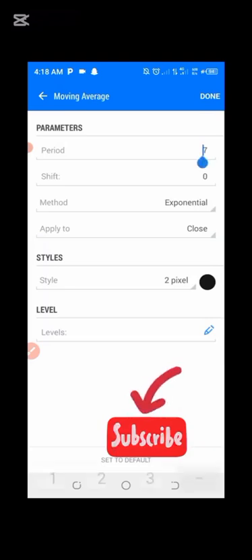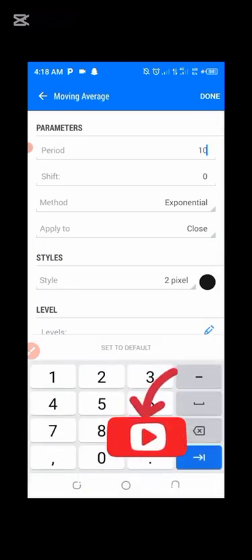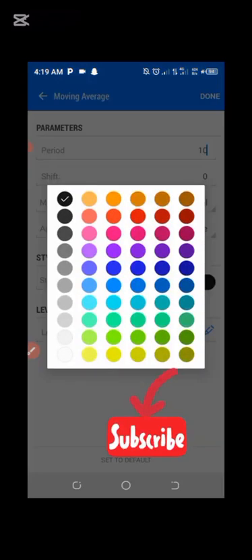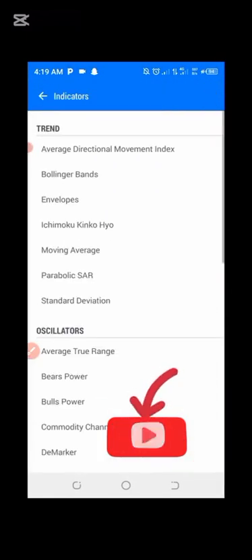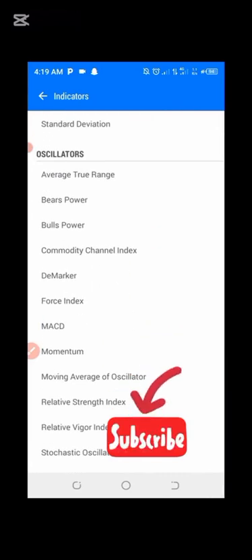Now the period we are going to be using here is 10. The period is 10, the method is exponential, and you change the color to red. Once you are done, you click on done. Then you click on this F plus again and add our RSI.